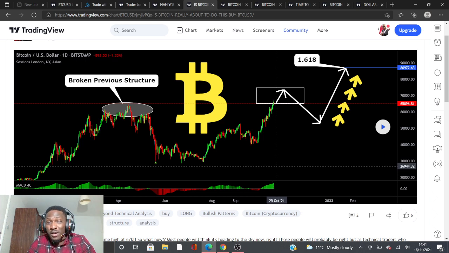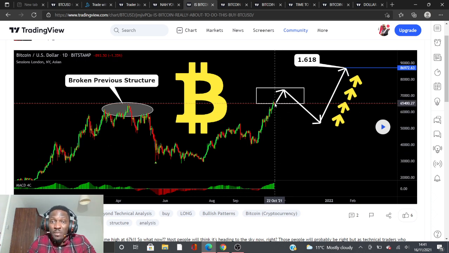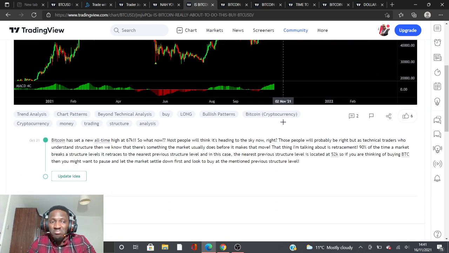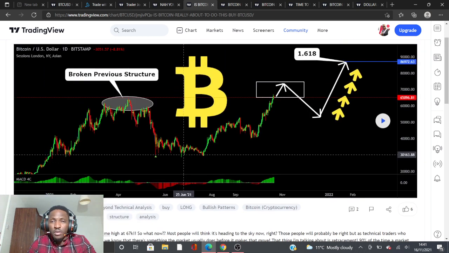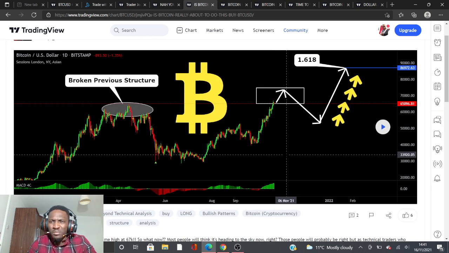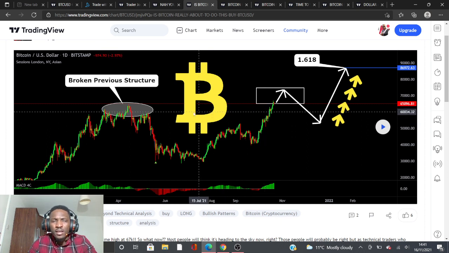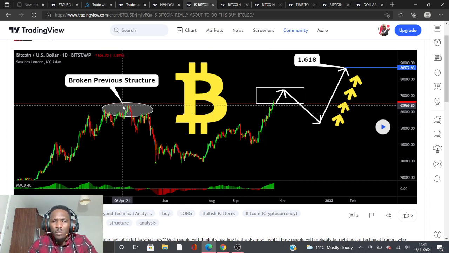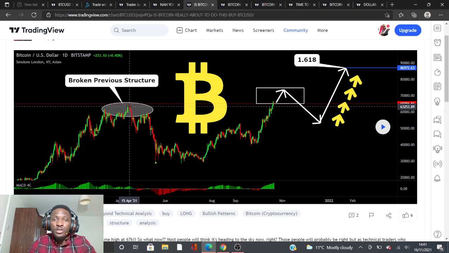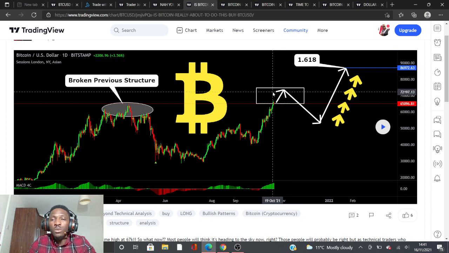So going back to the first one, this is a prediction I made back on the 21st of October, almost a month ago. This prediction was based on the fact that the market has broken a structure. Now this comes from my construction and expansion strategy, where every time the market breaks the structure, the market does not go in that direction. The market will retrace.